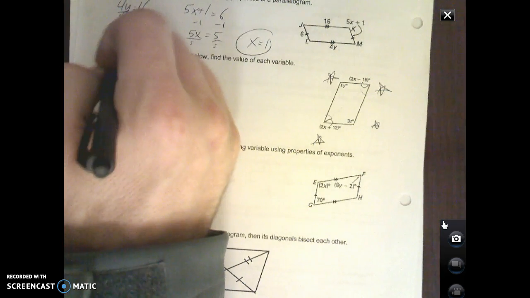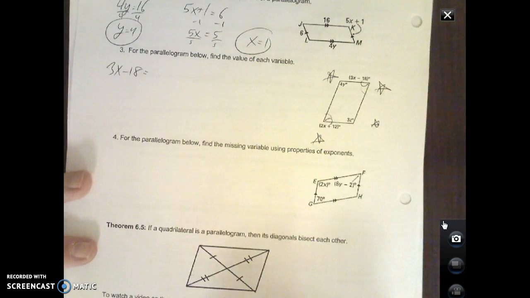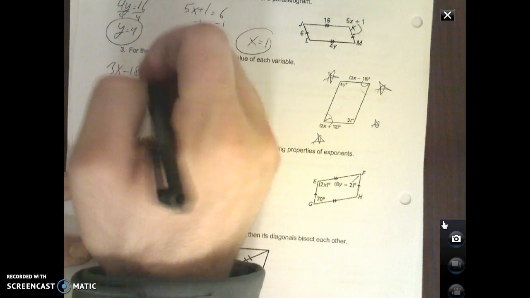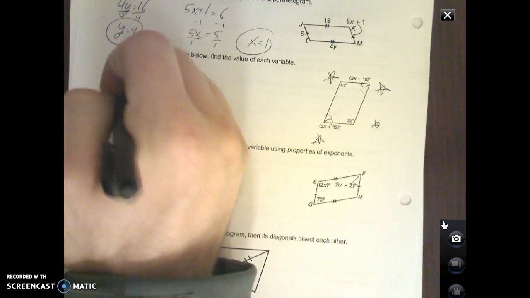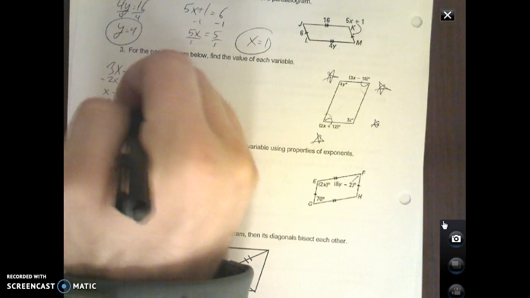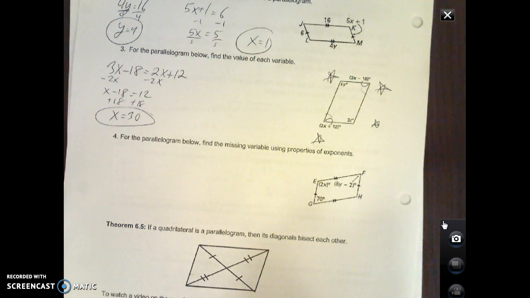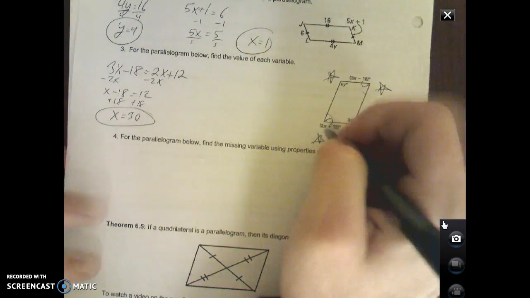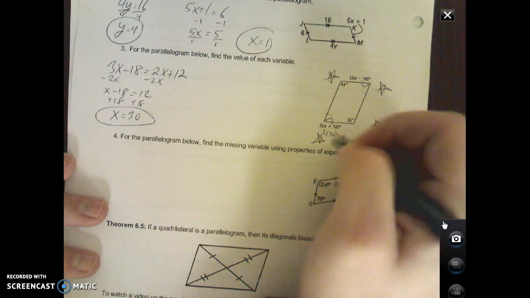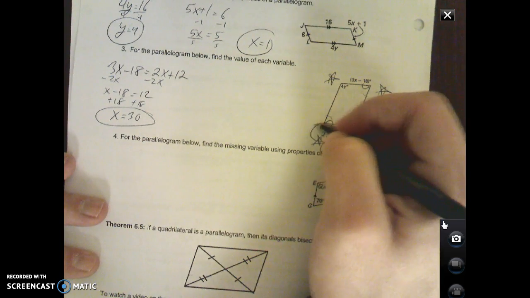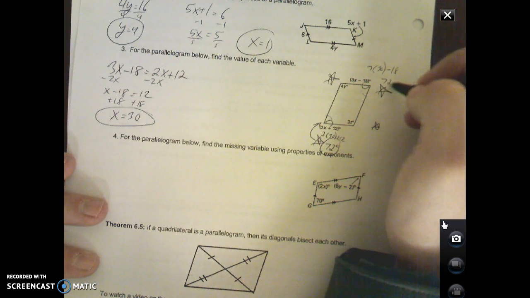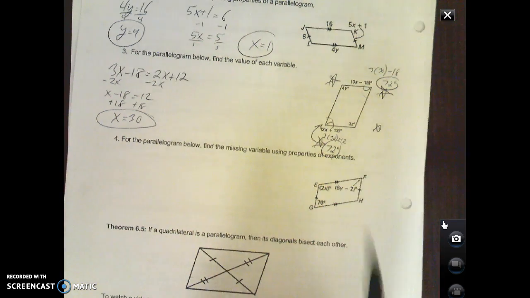Okay? So I'm going to start with this. Up top, 3x minus 18 equals 2x plus 12. Alright, let's solve. Subtract 2x over. Plus 18. X equals 30. Alright. I'm now going to plug this back in for both the x's. Down here, 2 times 30 plus 12 gives me 72 degrees. This is for this angle. 3 times 30 minus 18 is 72 degrees, because that gives you 90 minus 18, 72.